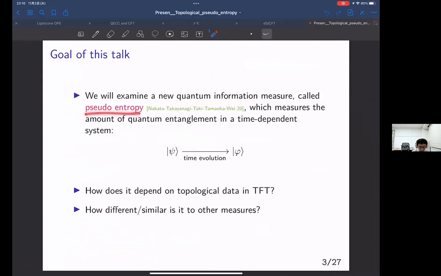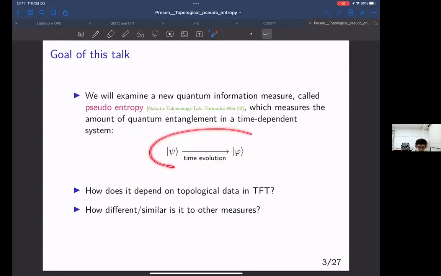Pseudo-entropy is concerned with quantum entanglement not in a static system, but in a time-dependent system. Basically you are interested in the time evolution of states. This is the initial state: you start with state psi, but you let it evolve. And then this is the final state. And the question is how to quantify the quantum entanglement in such a time-dependent system.